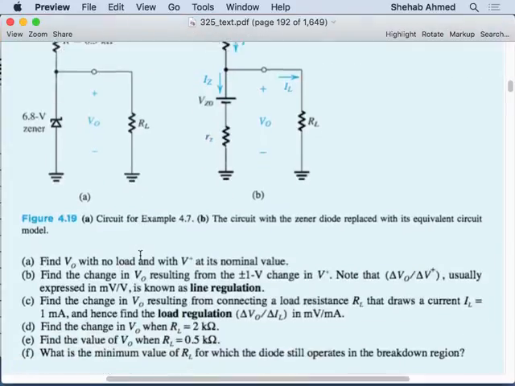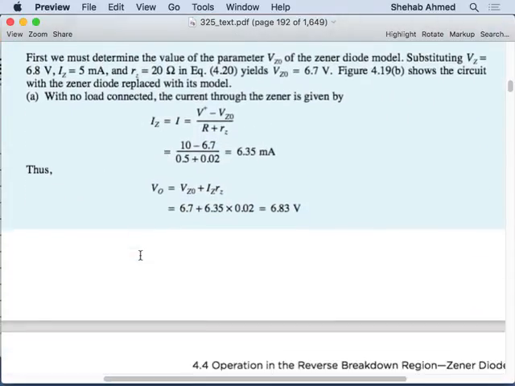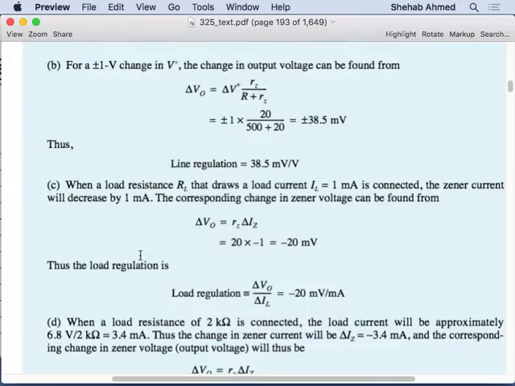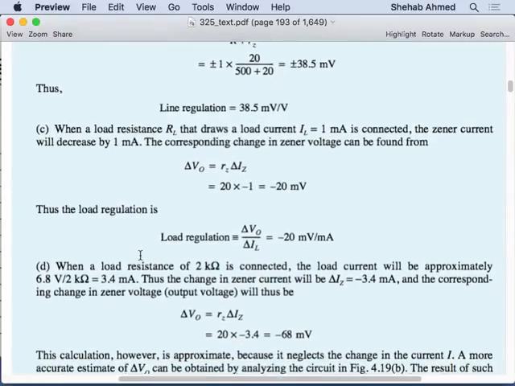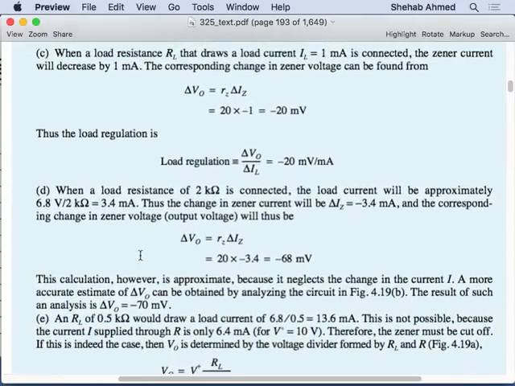It's okay as long as you understand. That's what the example is doing. I will not go into too much detail. I mean, follow it, and then here I'll just show you that they're saying that the change in voltage is equal to the change in current through the Zener diode multiplied by the resistor.